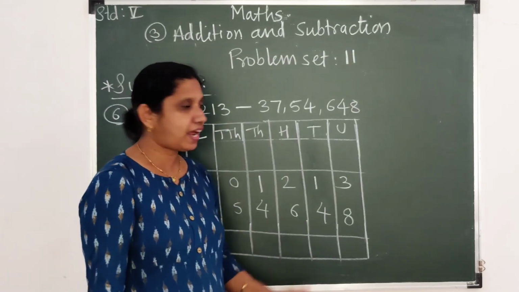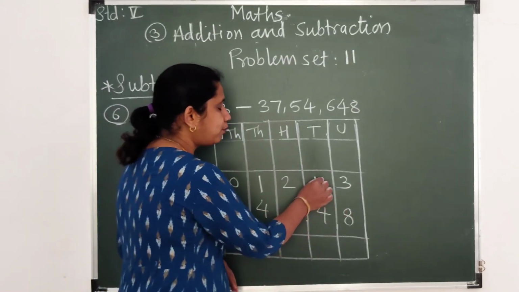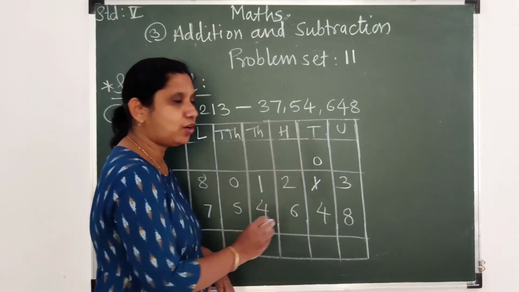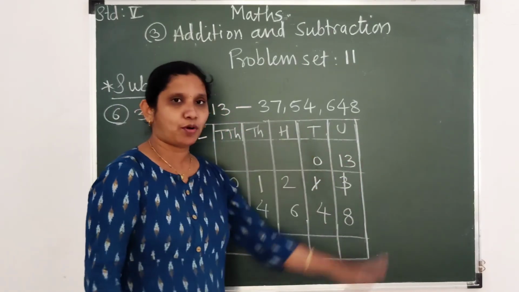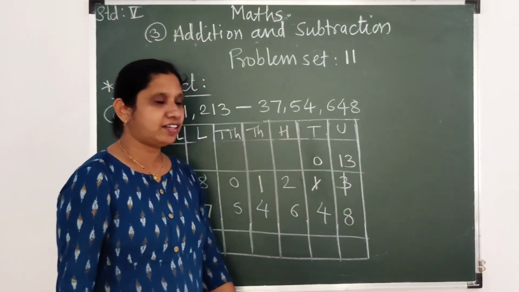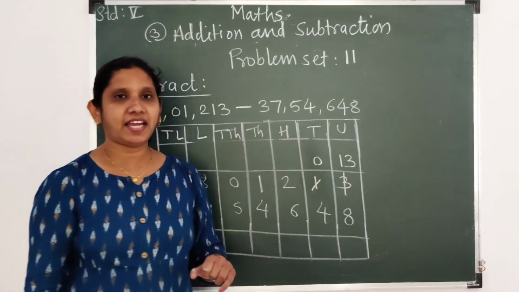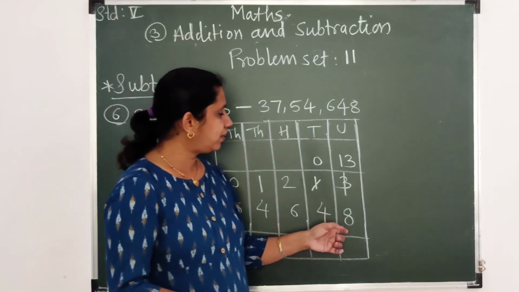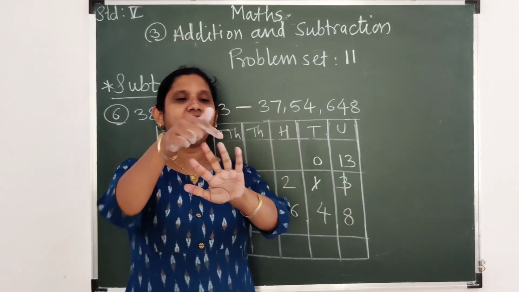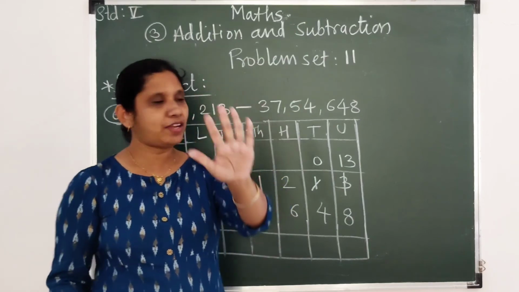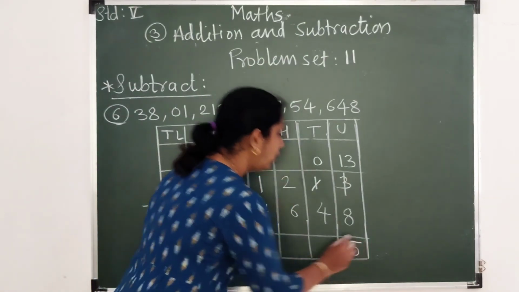We cannot subtract. Go to tens place. Let us borrow. 1 minus 1 will remain 0 and this units place number becomes 13 because we have borrowed 10. 10 plus 3, 13. Now 13 minus 8. Let's start counting fingers. The next number after 8 is 9, 10, 11, 12, 13. So these are 5 fingers. Our answer is also 5.